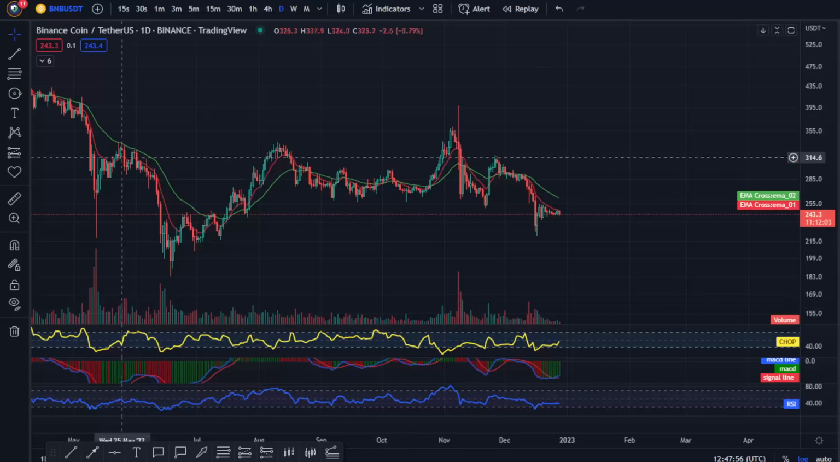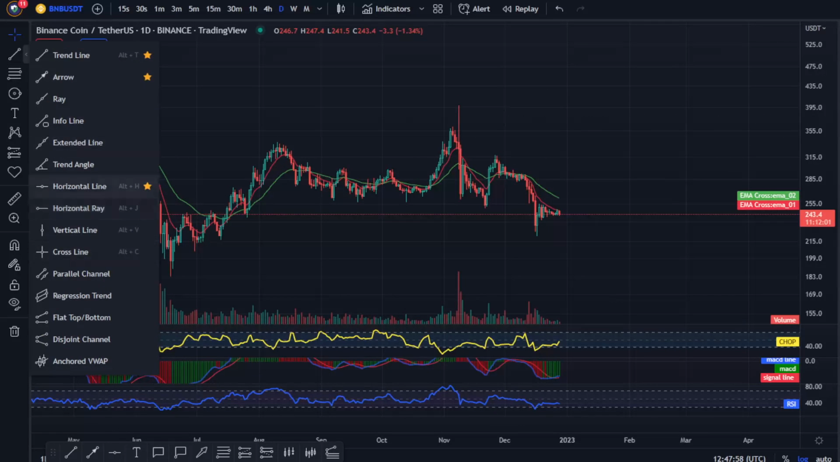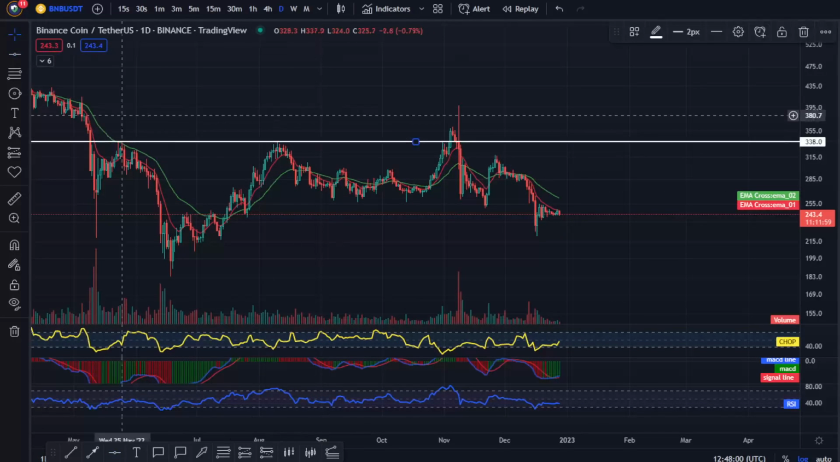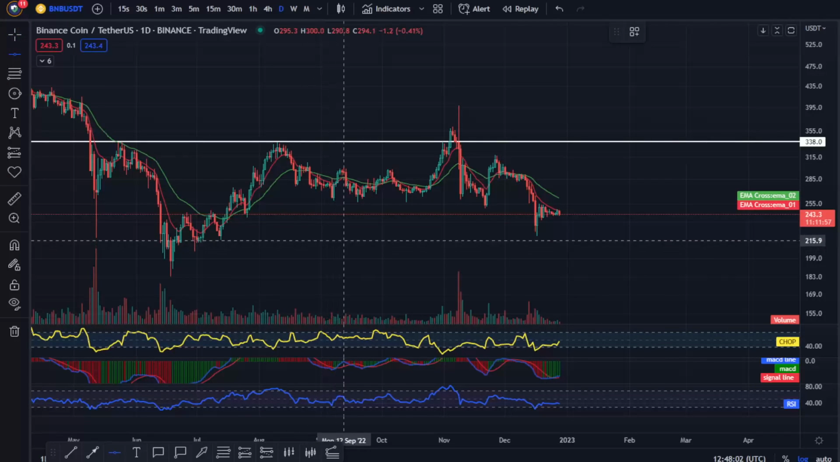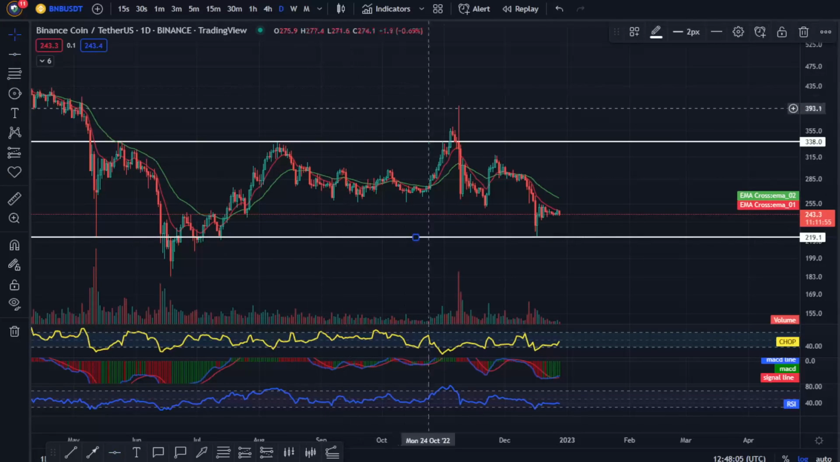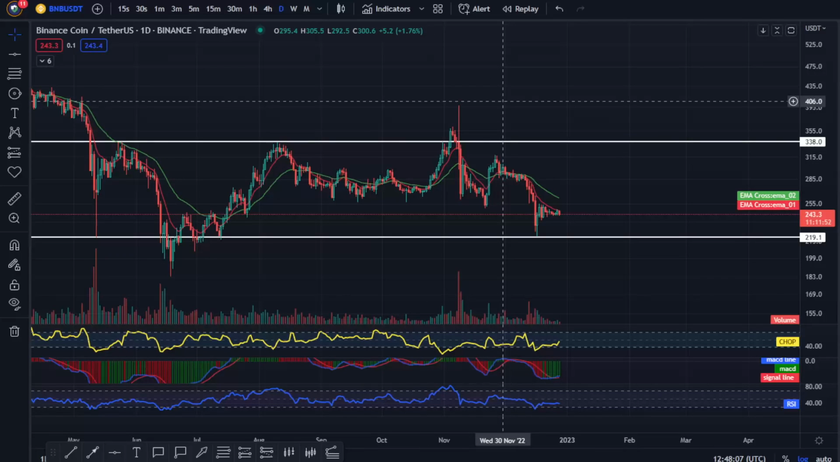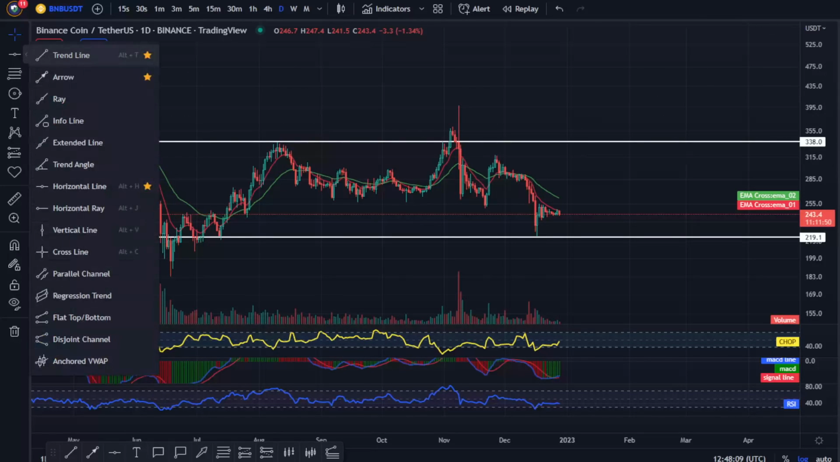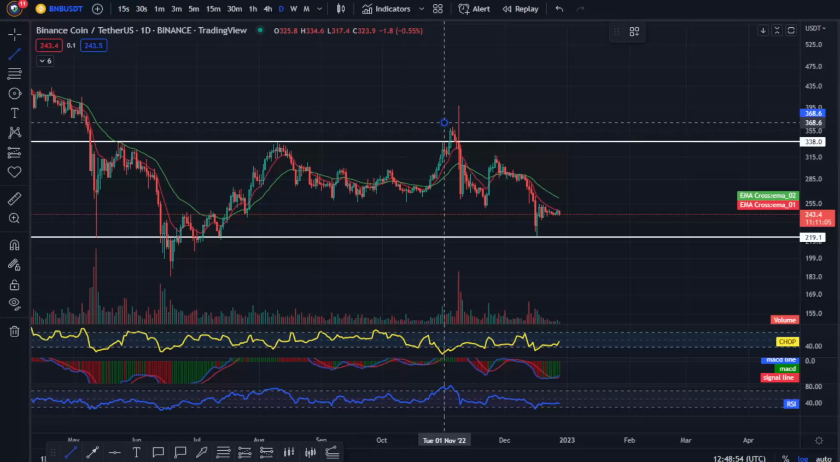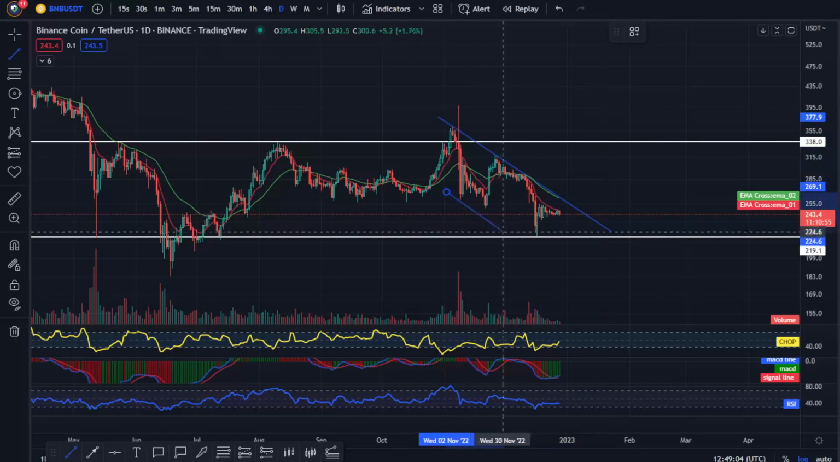Next on today's chart is BNB to USDT on a one-day timeframe. First of all, it is worth defining the sideways trend channel. While locally we can mark the downtrend channel with blue lines.